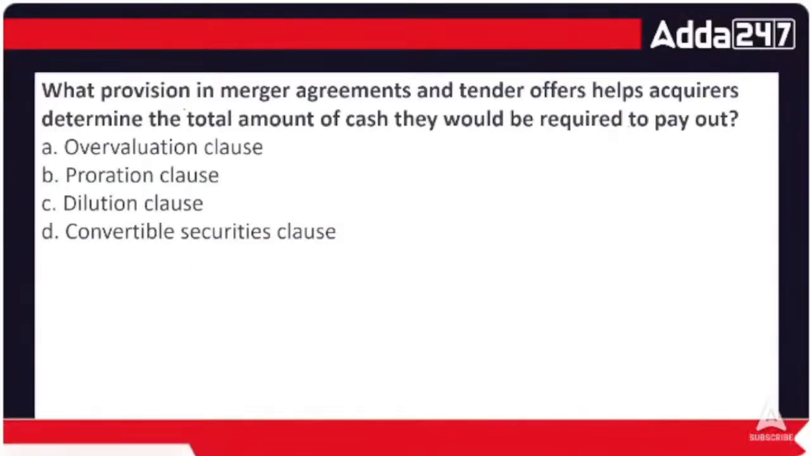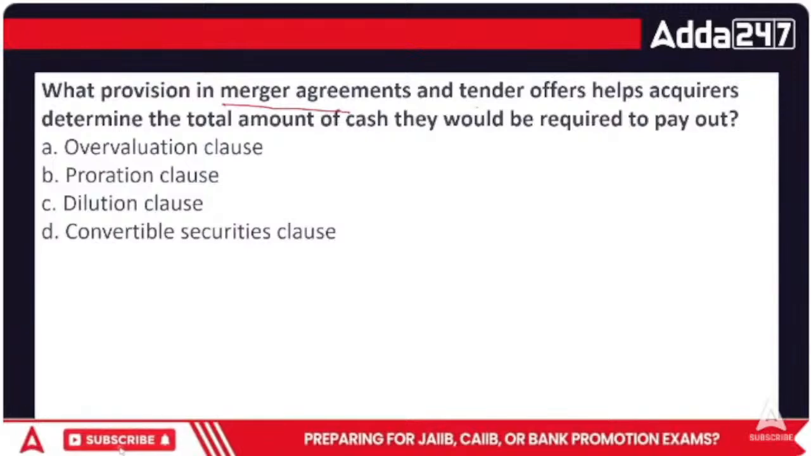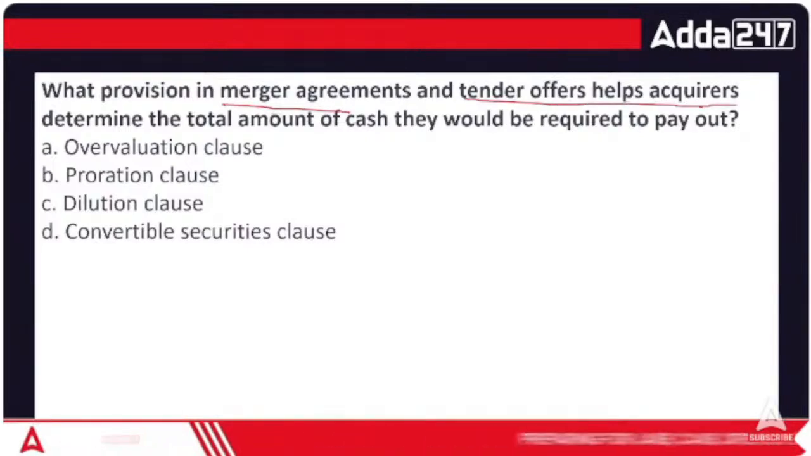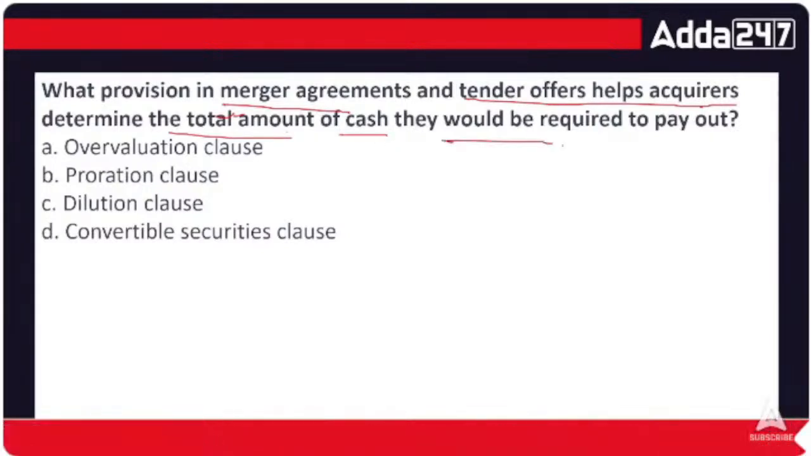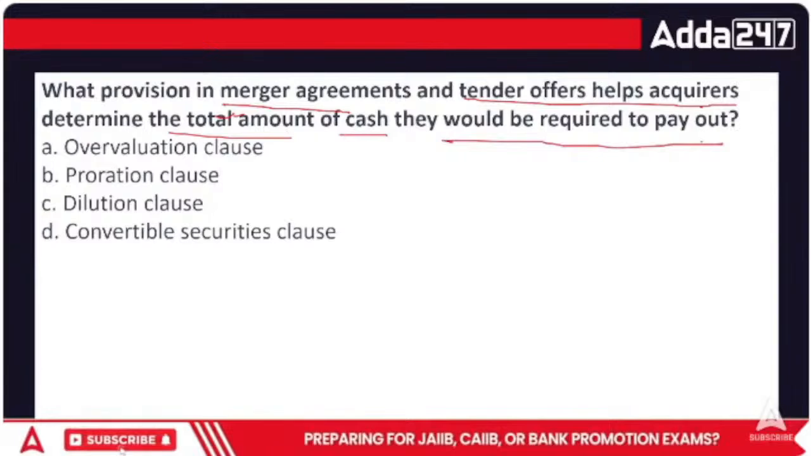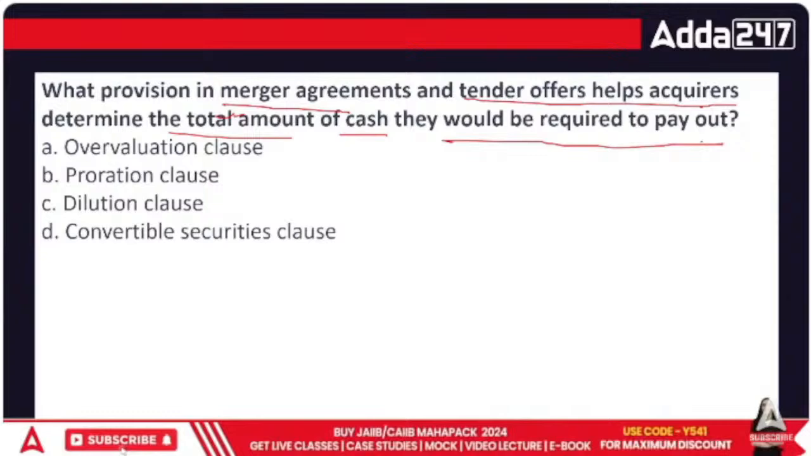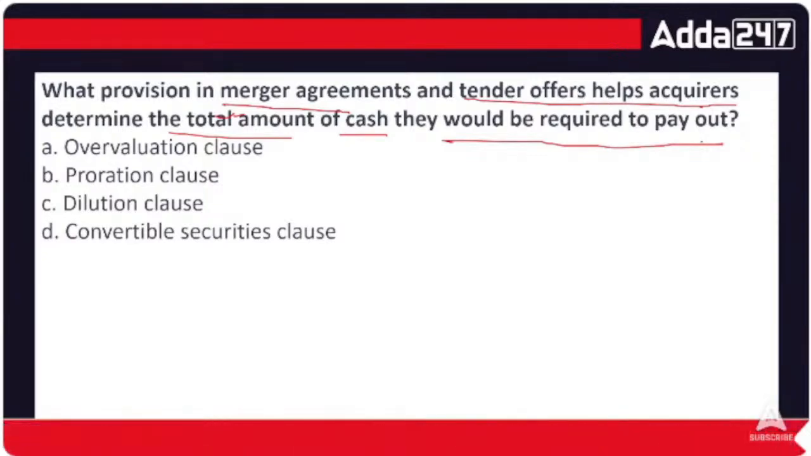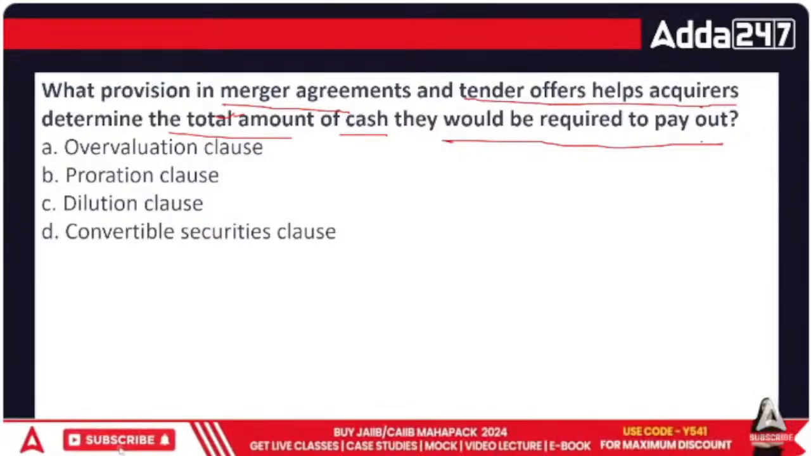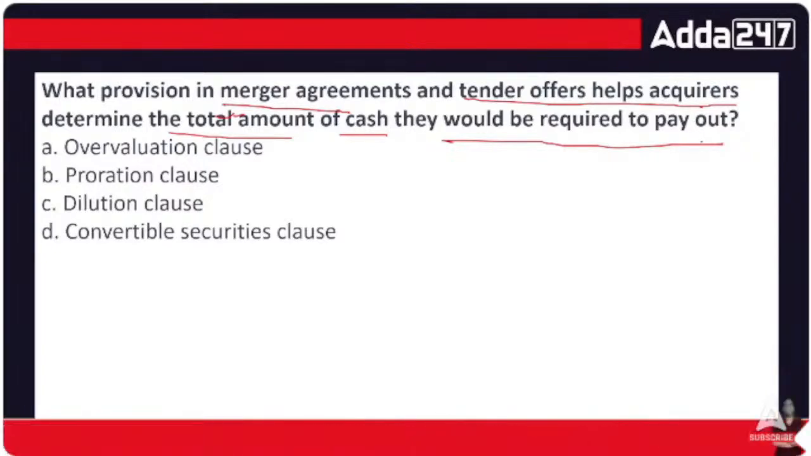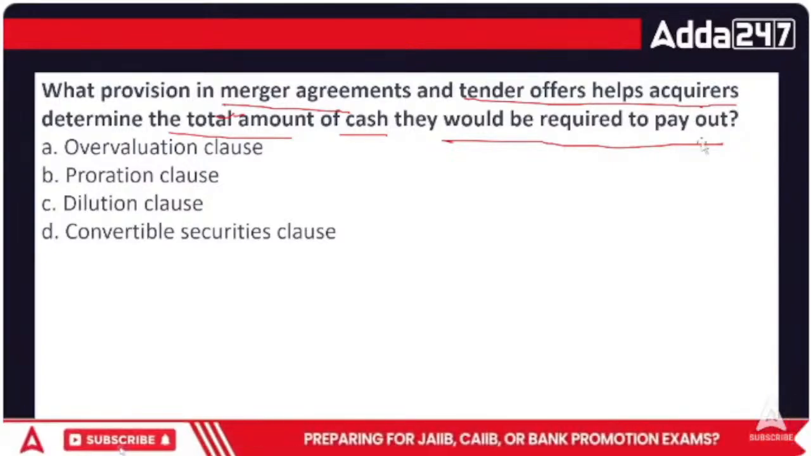What provision in the merger agreements and tender offers helps acquirers determine the total amount of cash they would be required to pay out, everyone? Overvaluation clause, proration clause, dilution clause, or convertible securities clause? Which specific clause? That is proration clause.